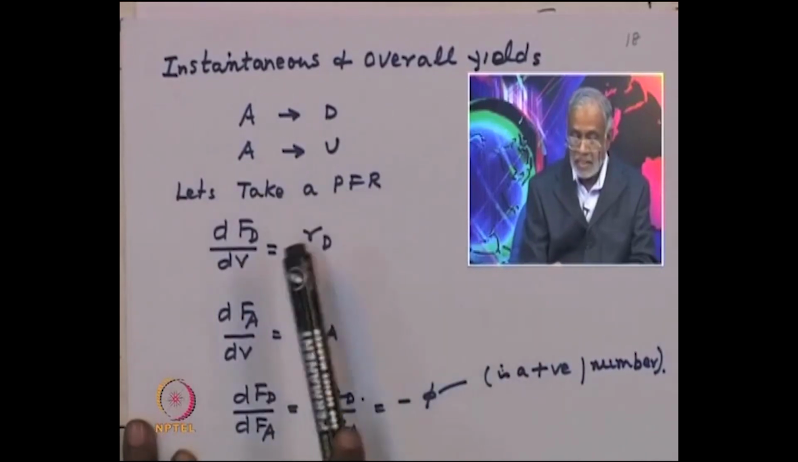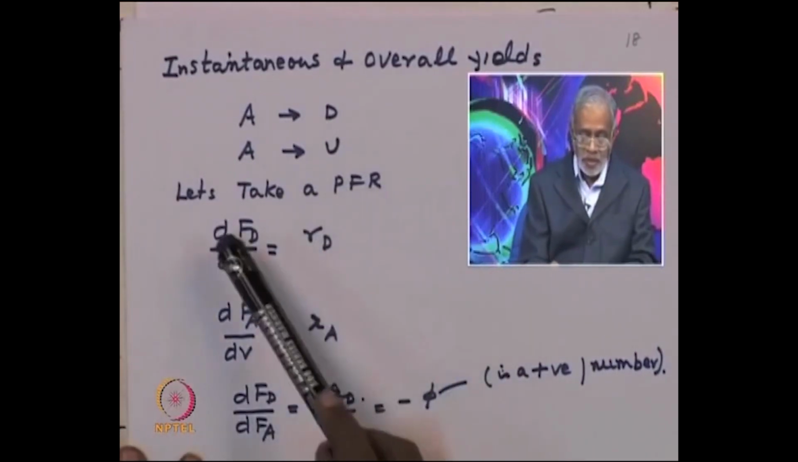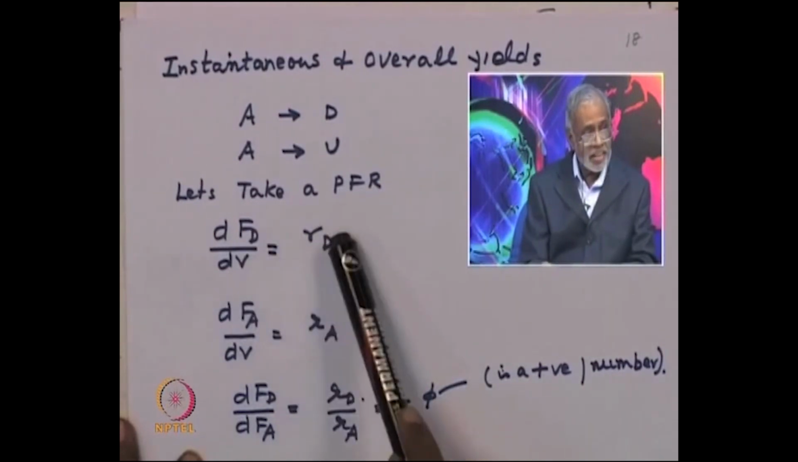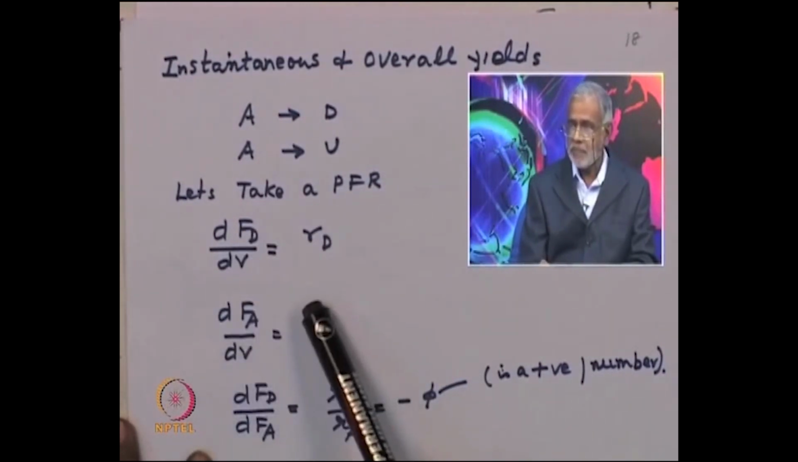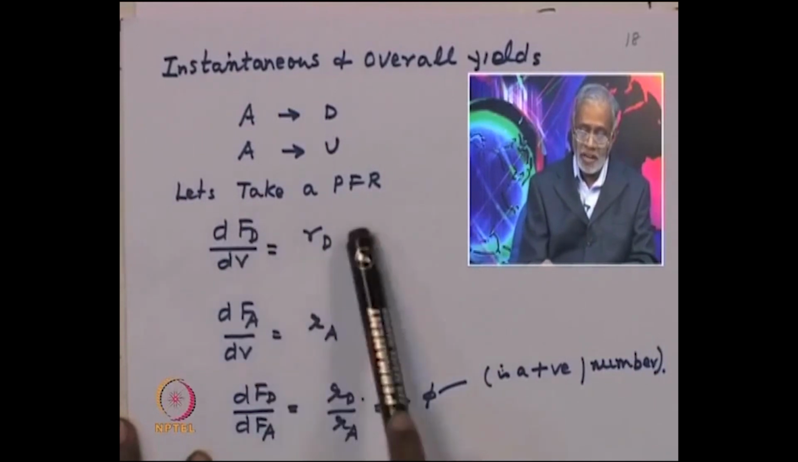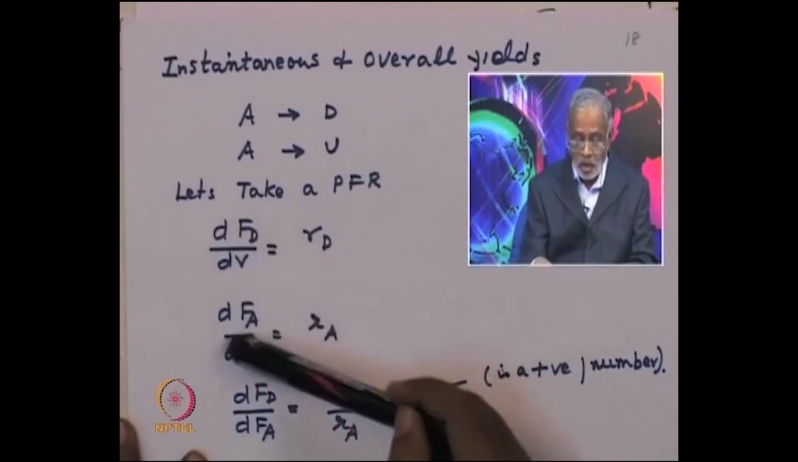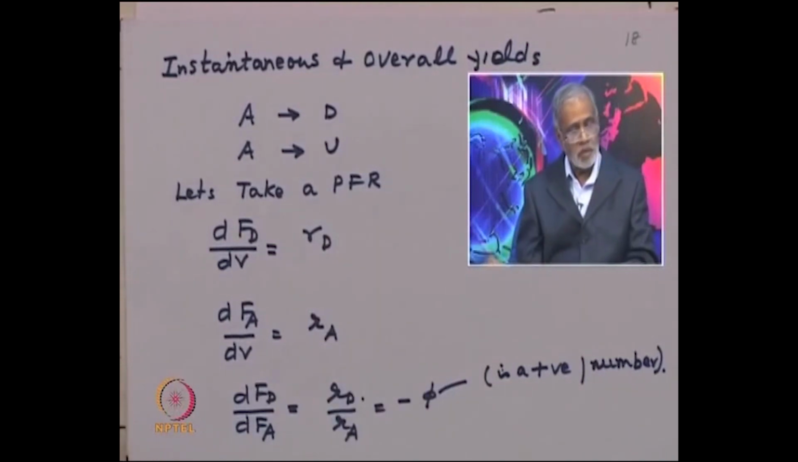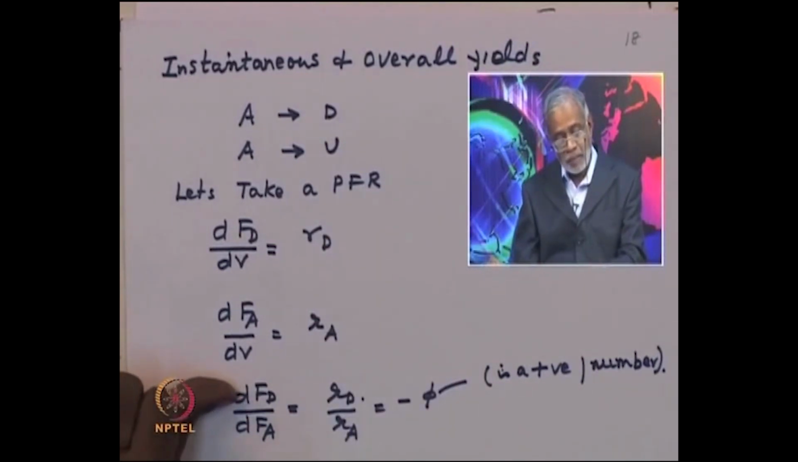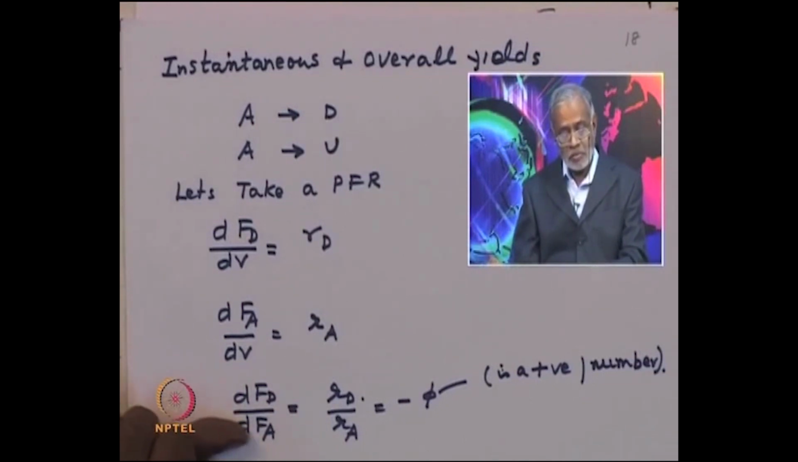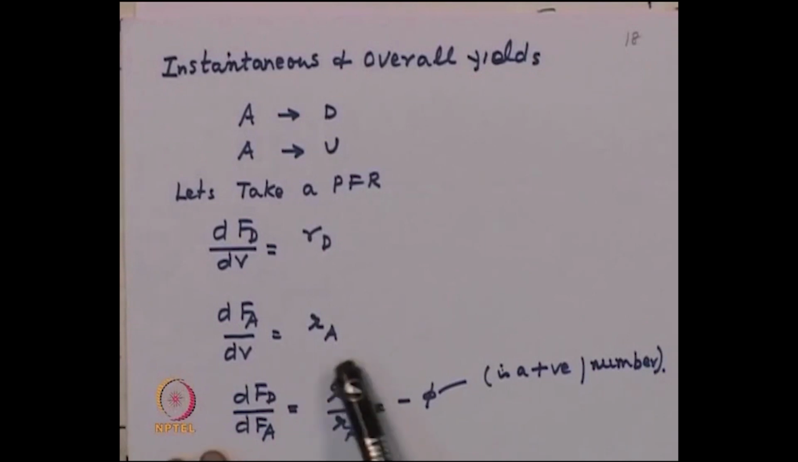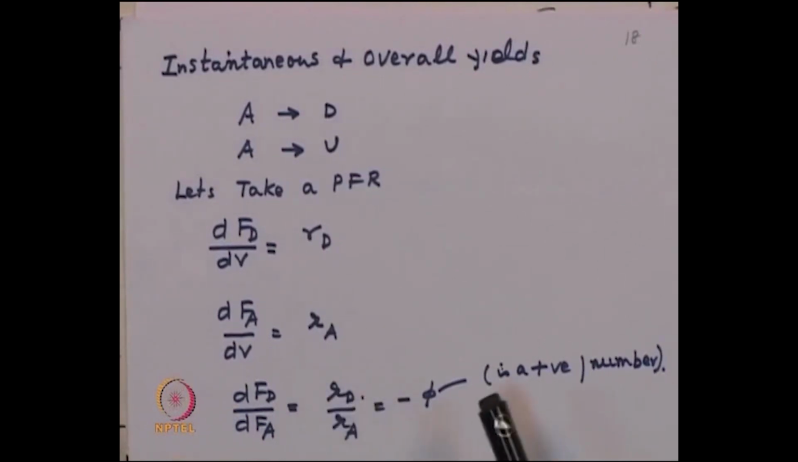Therefore, when we conduct this reaction in a PFR, we can write dFd by dV is Rd, similarly dFa by dV is Ra. That means, the rate at which Fd goes to Rd and Fa goes to Ra. So, this ratio gives us Rd by Ra. That means, the rate of formation of desired product to the rate of consumption of the raw material is in the ratio of the reaction rates Rd and Ra. In other words, the advantage of this way of looking at the whole problem is that the right hand side, Rd to Ra, is a state function.